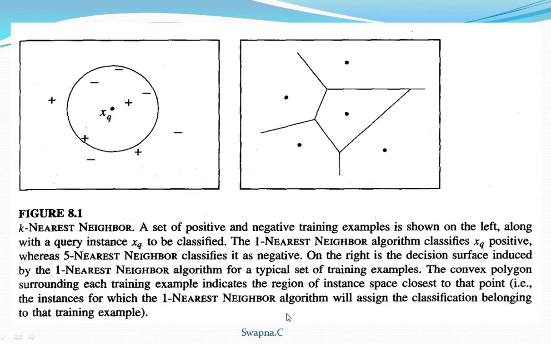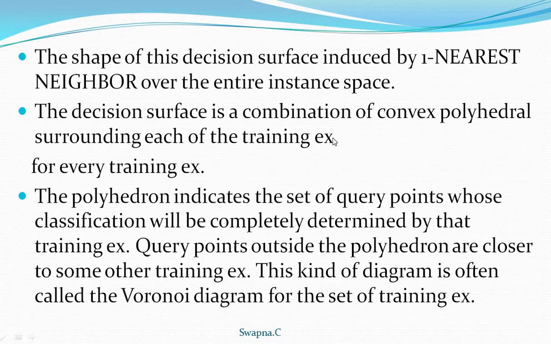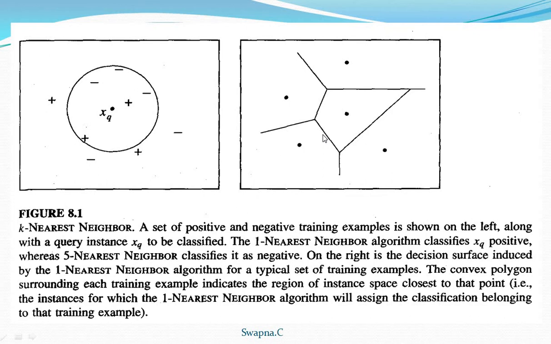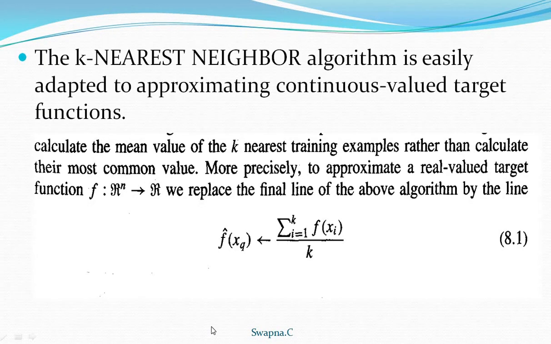If we are considering only the one nearest neighbor algorithm, this is the simple thing. Wherever the XQ falls, within that polygon, whatever training example is there is considered the nearest one.